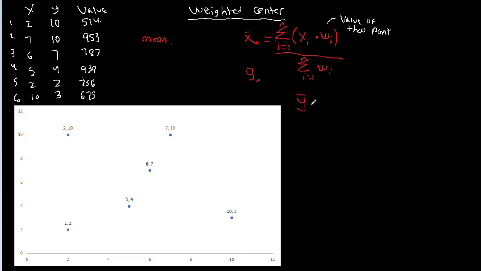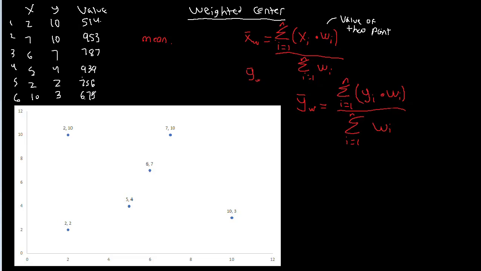Then I'm going to copy this down here: y sub w, the weighted y. It's going to be the exact same thing. We're just switching out the x's for the y's. So it's going to be the summation from i equals 1 to n, but in this case, instead of x sub i, we're going to be doing y sub i times w sub i, over the summation from i equals 1 to n of w sub i. Again, if i was equal to 3, just to make sure you understand this, it would be the third point's y coordinate, so this 7, times the third point's w value, which would be 787. We're going to add up all of those combinations, divided by the total sum of the value column.